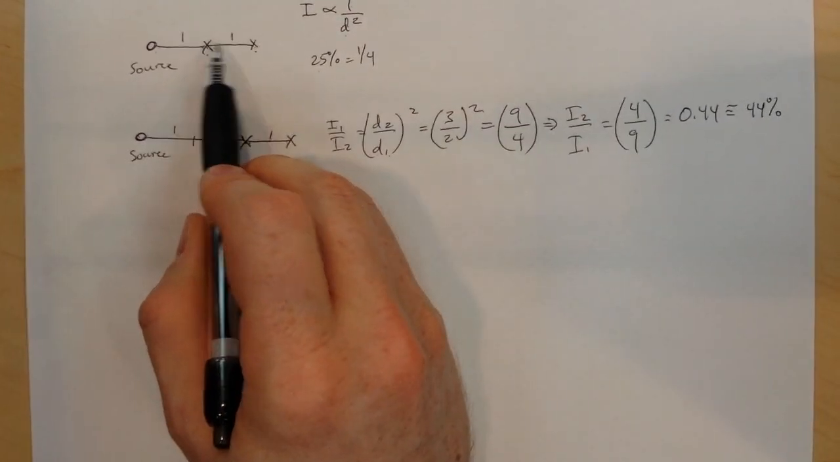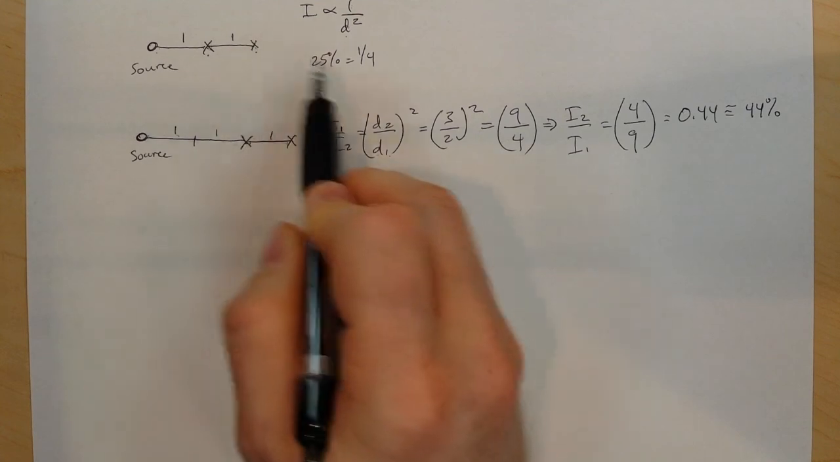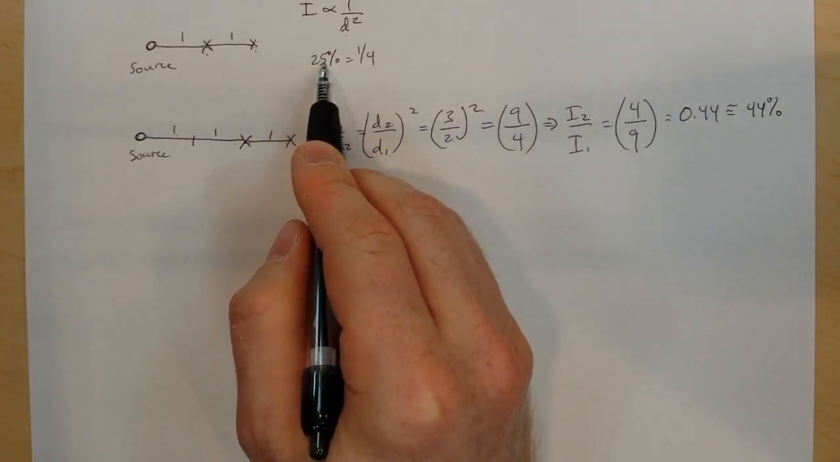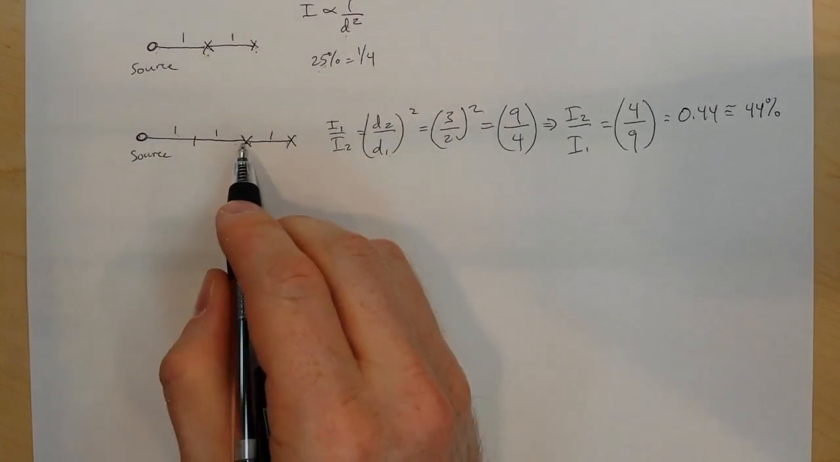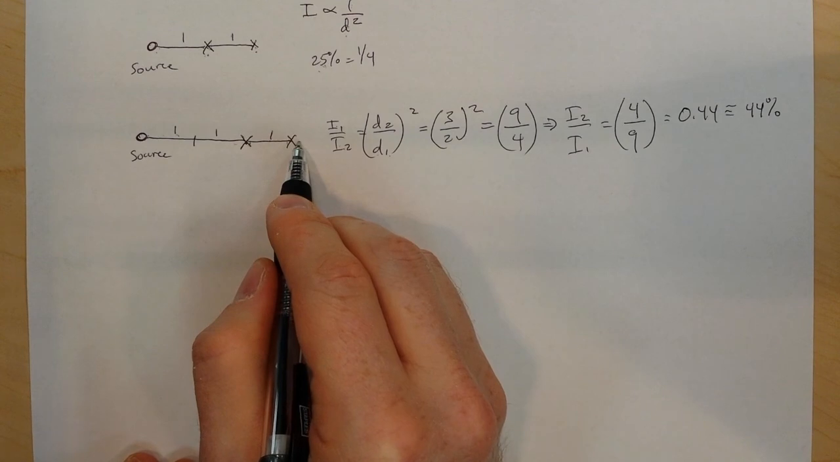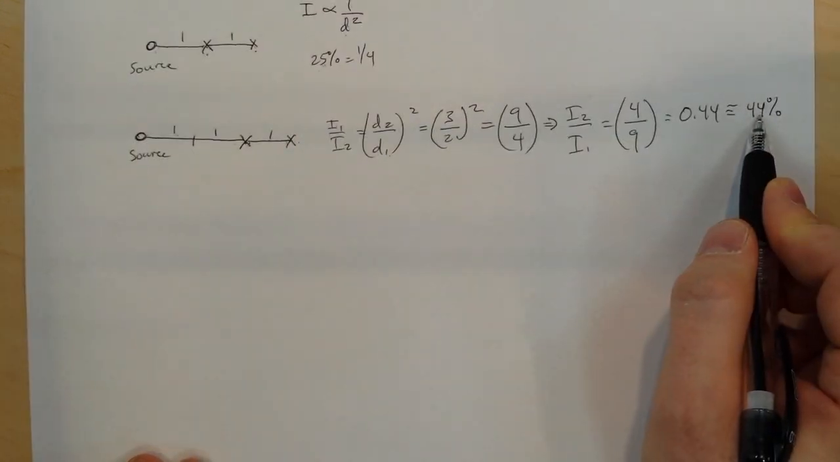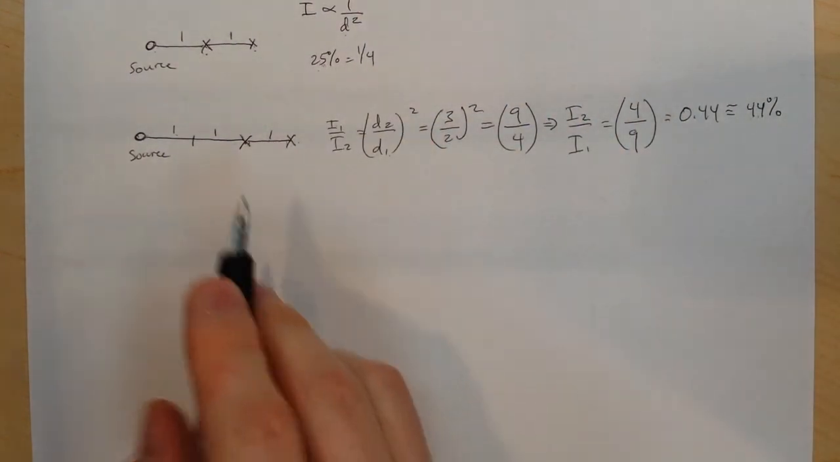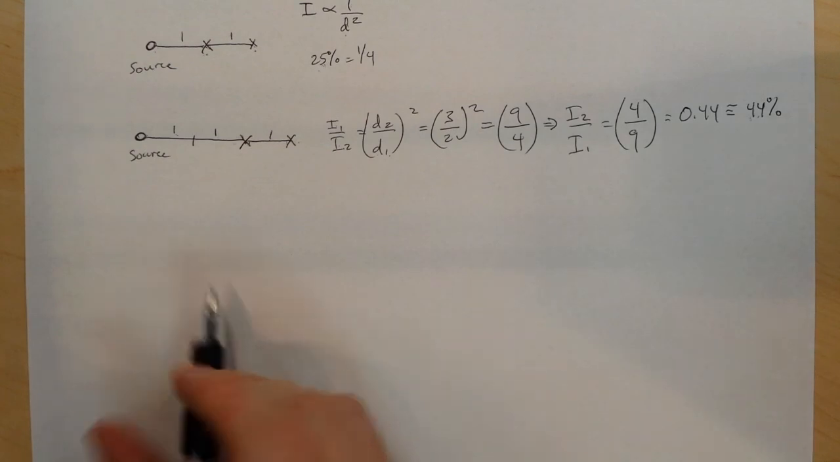Case 1, I took 1 unit move away from the source. I'm 25% lower. I'm to 25% of the original intensity. Case 2, I move 1 unit away, but I started further away. I move 1 unit away, and I'm down to 44% of the original intensity. Okay, notice the difference between these two. This is the exact situation as an extended SSD setup.